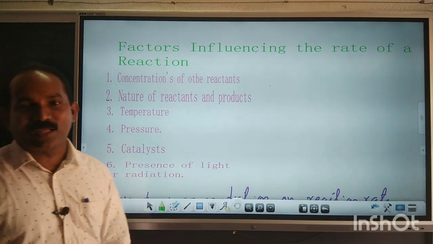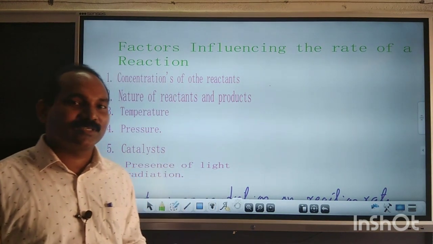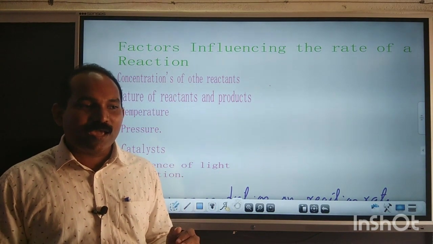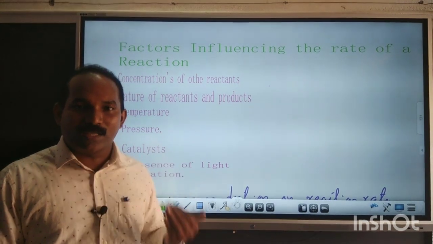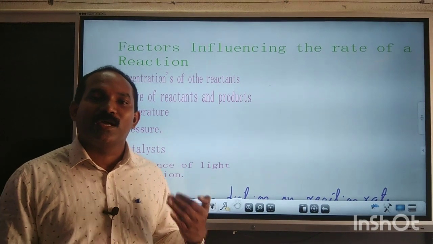And the fifth one is catalyst. What are catalysts? Catalysts are substances which alter, either increasing or decreasing, the rate of the reaction without participating in a chemical reaction.